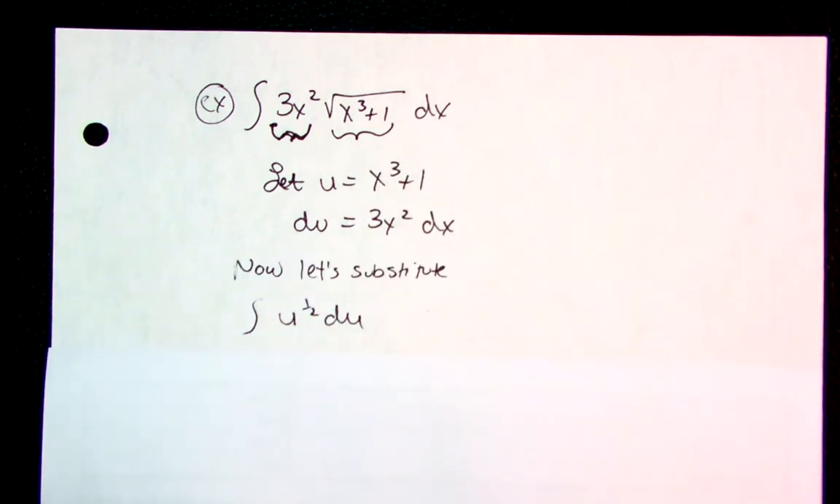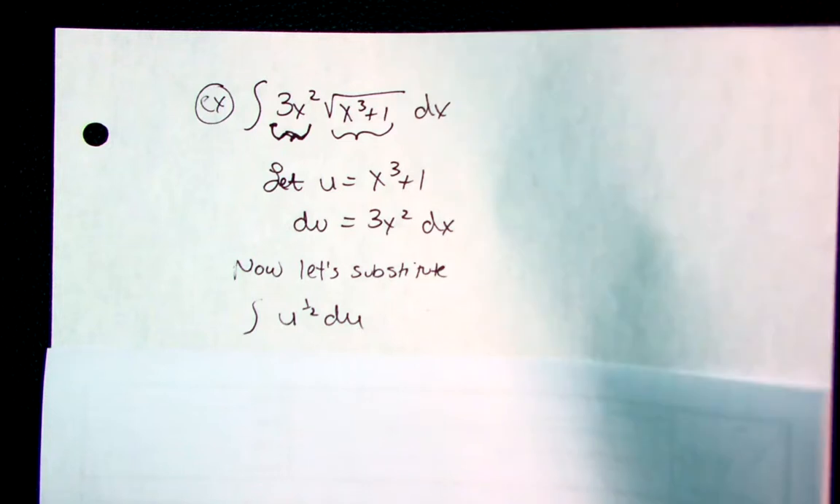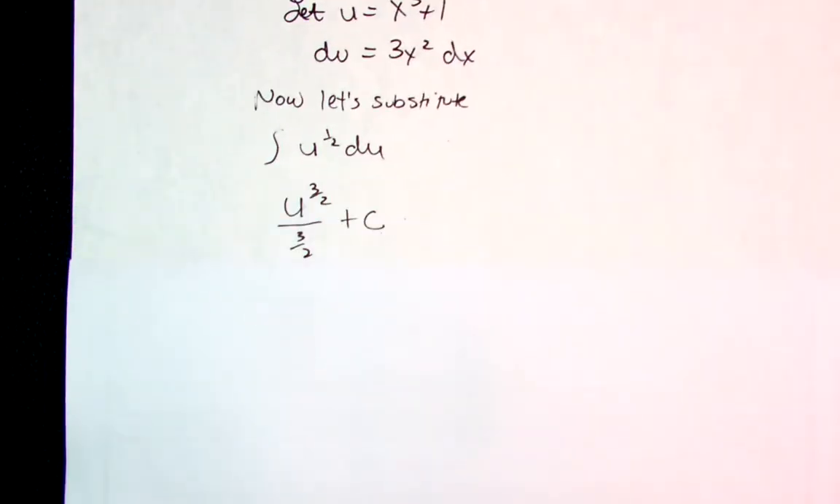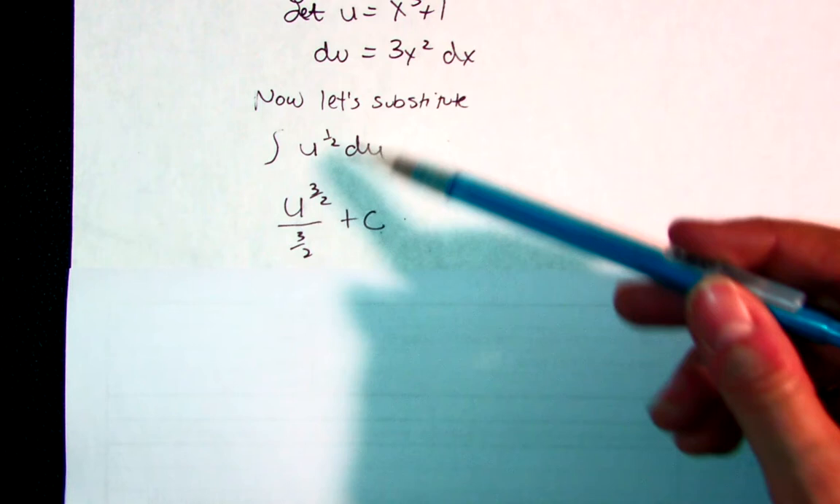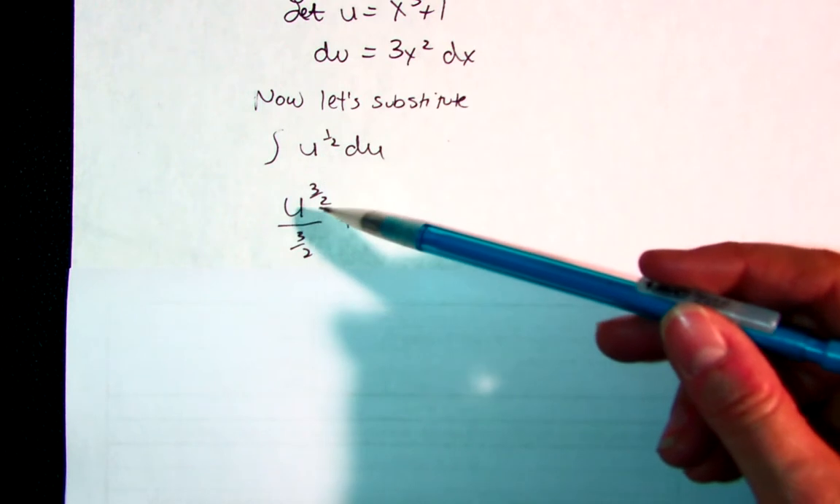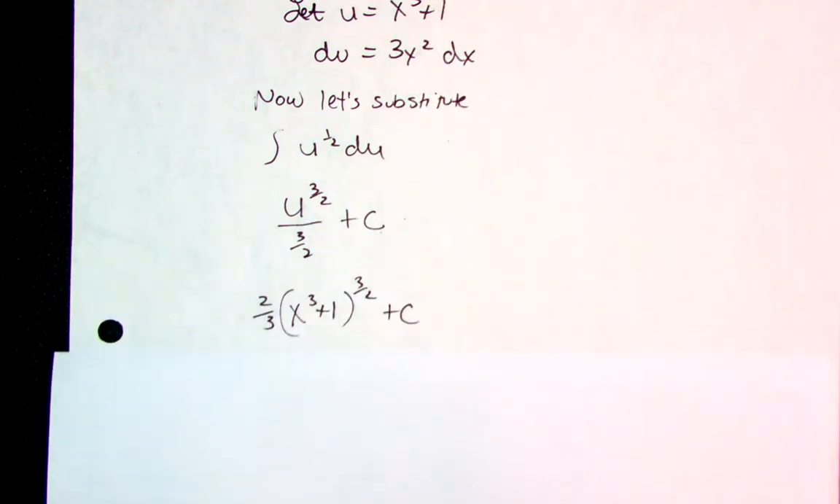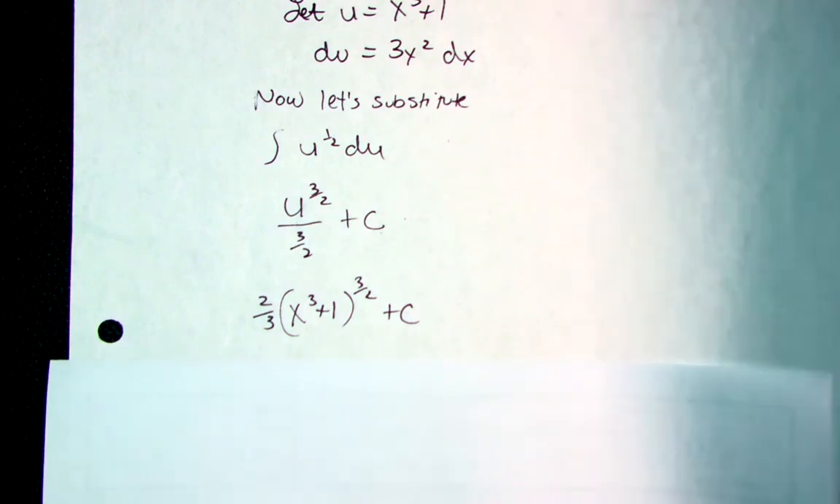Now I can integrate. Now it's not a problem at all. In fact, it makes the problem very simple. I increase the power, divide by that power, and I'm going to go back and replace that u with my x cubed plus 1. Done. It's nice.